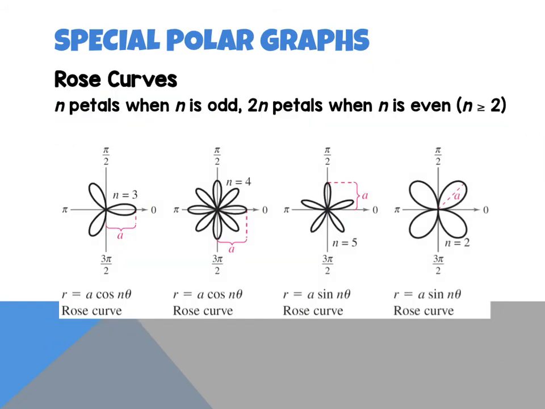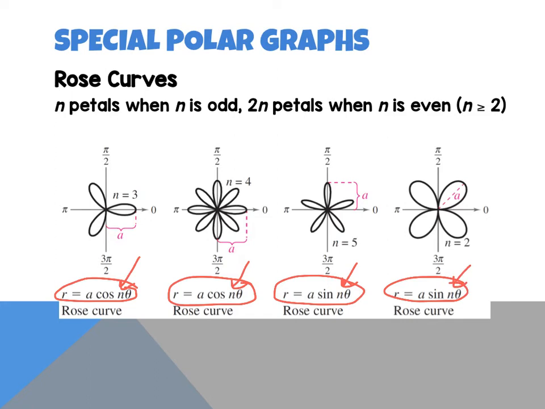The second kind is called a rose. These are the pretty flowers. So a rose has petals. Your graph goes from the pole out to a, back into the pole, out to a, back into the pole, for as many times as it has petals. So the difference with these equations is that there is actually a number being multiplied inside.